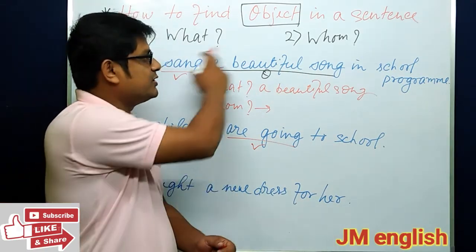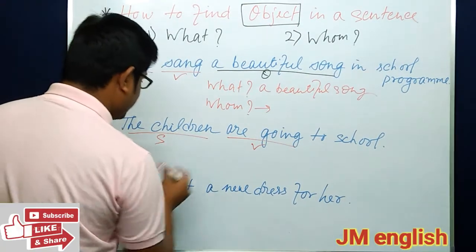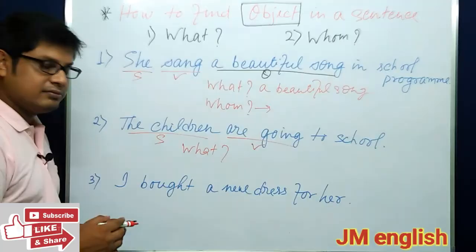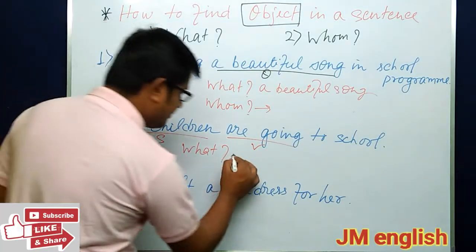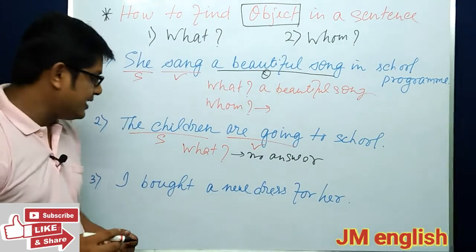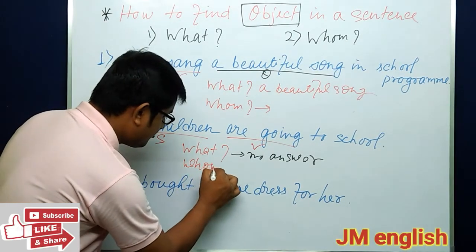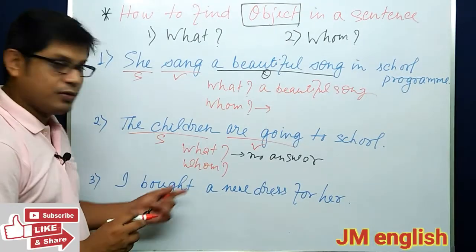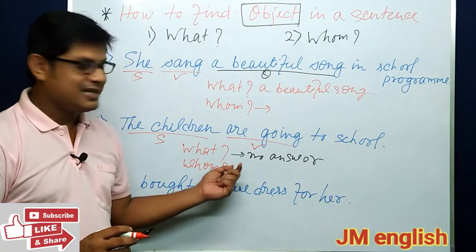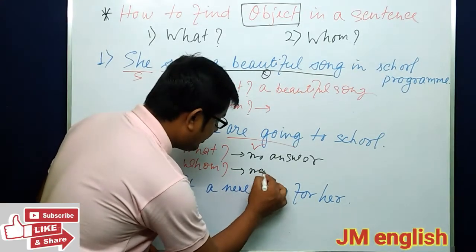Okay, let's see according to this trick. Okay, if you use this one, what, ask this question with what: the children are going? Is there any answer? No, right? There is no answer. Okay, and number two, use this one, whom. Now if you ask this question, with whom are the children going? This is a weird question for this sentence, and again there is no answer, so no answer.